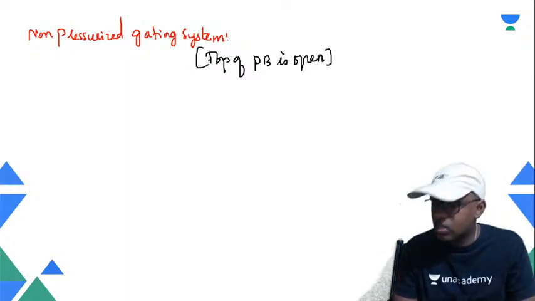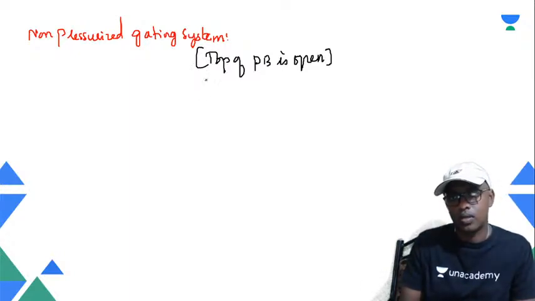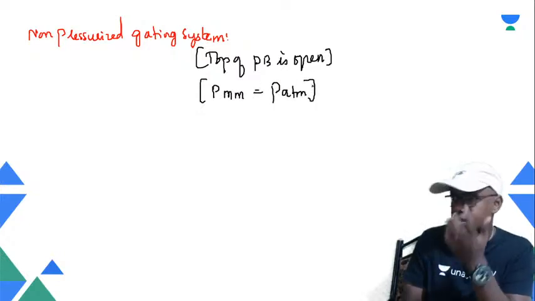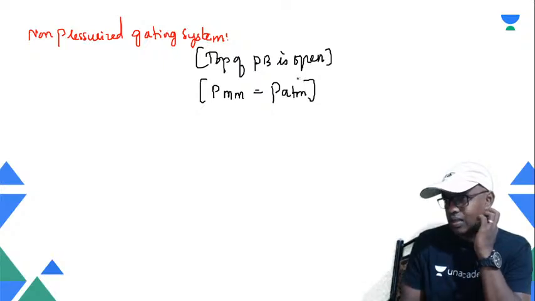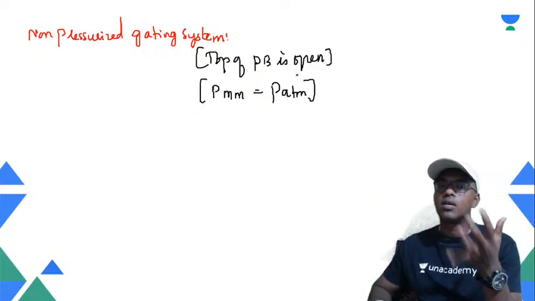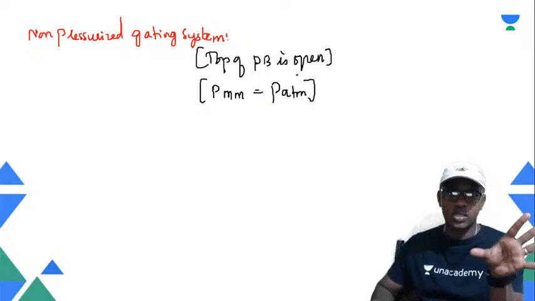The top of the pouring basin is open and the pressure is maintained at atmospheric pressure. So the pressure of the molten metal is equal to the atmospheric pressure. Obviously this can be the situation, right? So don't confuse this with the pressure die casting concepts. We are just talking about the gating system where the cross section is changing.